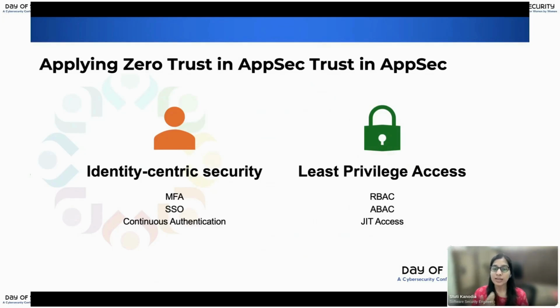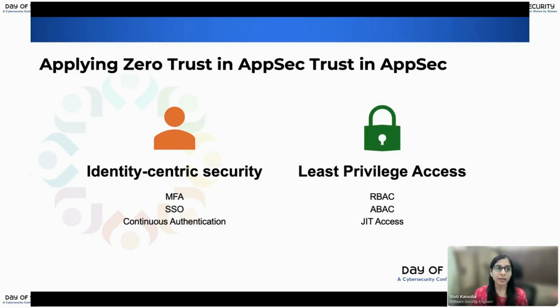Now coming to the next one, that is least privileged access. As we mentioned, it should only be attributed to a specific role or attribute. There are multiple ways we can implement least privilege access. One is RBAC, that is role-based access control. Based on the roles, we can decide which user needs which level of access.